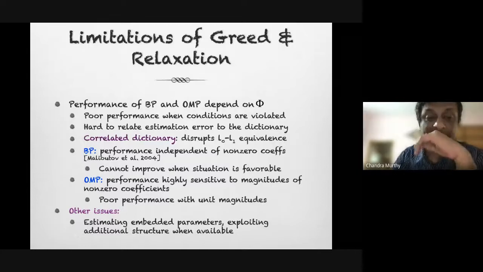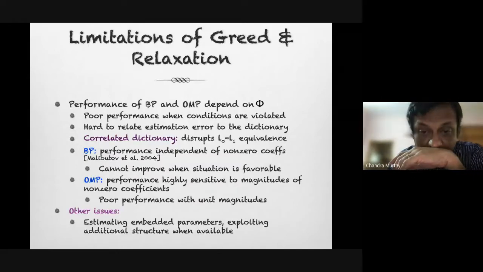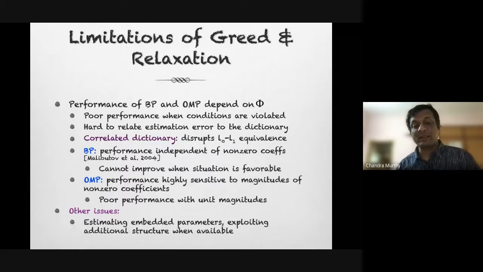For the basis pursuit algorithm, what you can show is that the performance does not depend on the non-zero coefficients of the sparse vector. It only depends on how many entries of the sparse vector are independent.